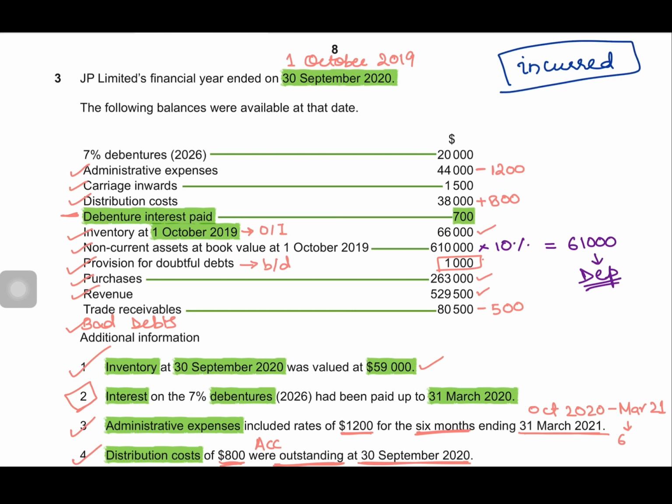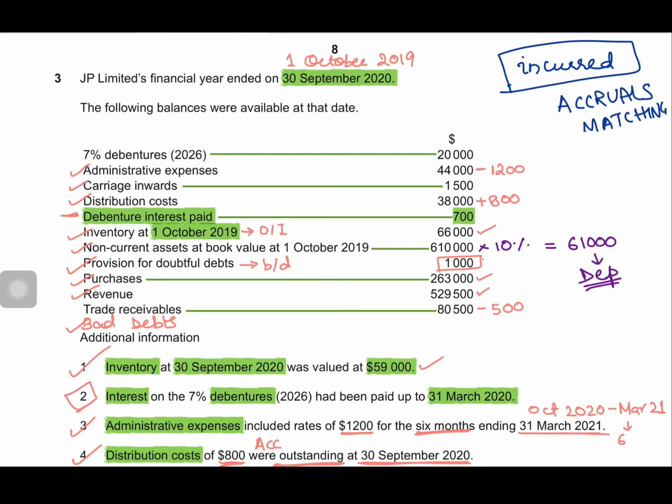Incurred and paid are two different things. Incurred means the total expense which should have been paid, which belongs to the current year, and paid is something else. Paid is sometimes accrued, paid is sometimes prepaid as well. That is why we do the adjustment, because we follow the accruals and matching principle.